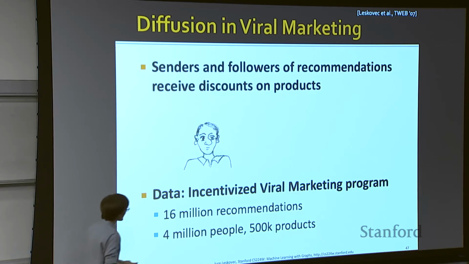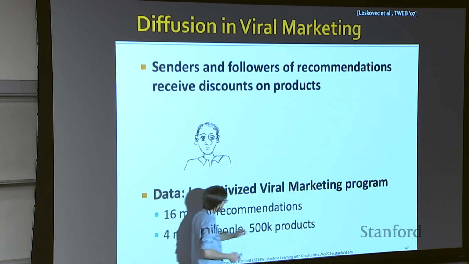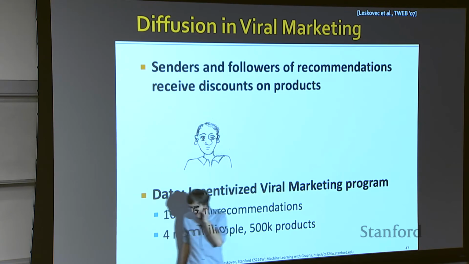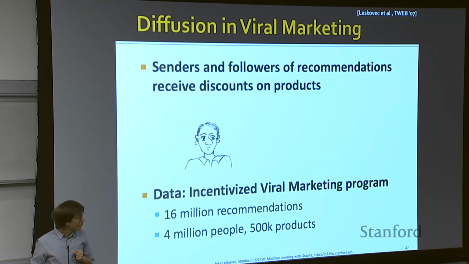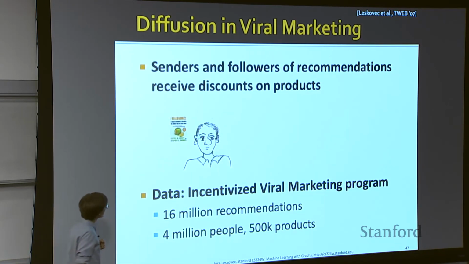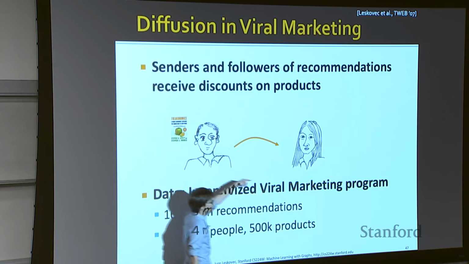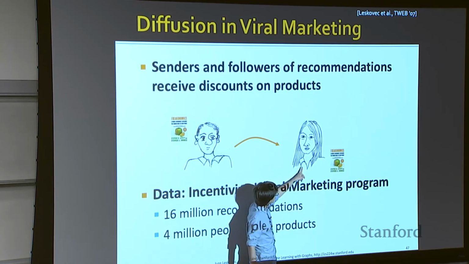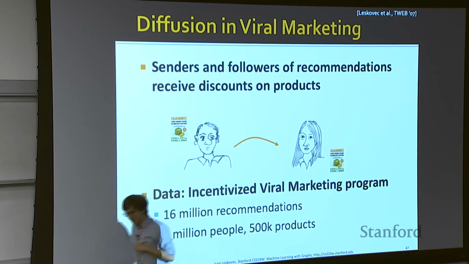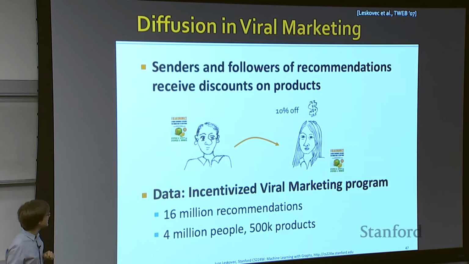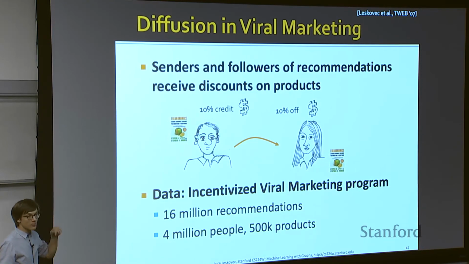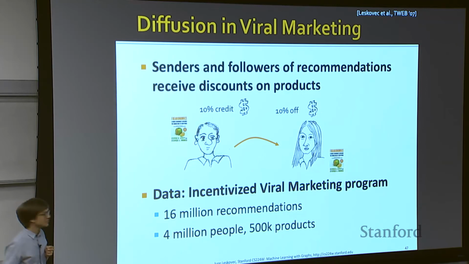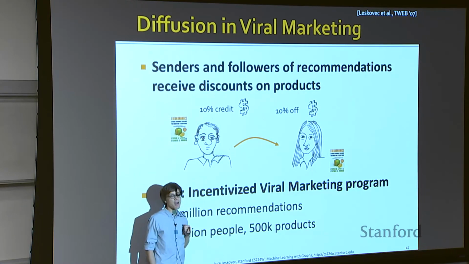So here is one example. This is a real-world viral marketing campaign where basically people were able to buy products, and then they were able to recommend products to their friends. And if the friends would buy, the friend would get 10% discount, and the recommender would get 10% discount as well. So it was this kind of incentivized viral marketing.